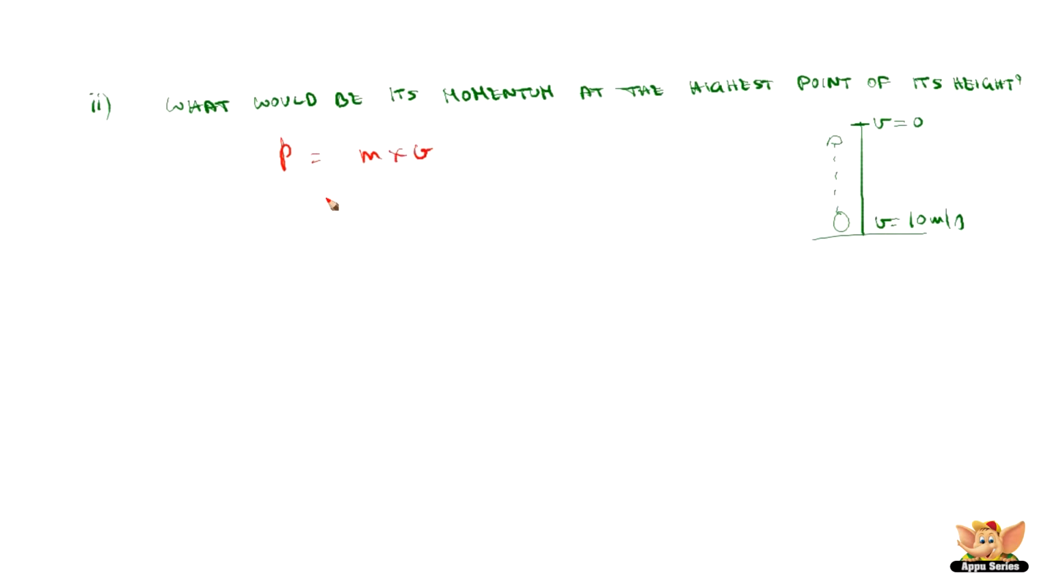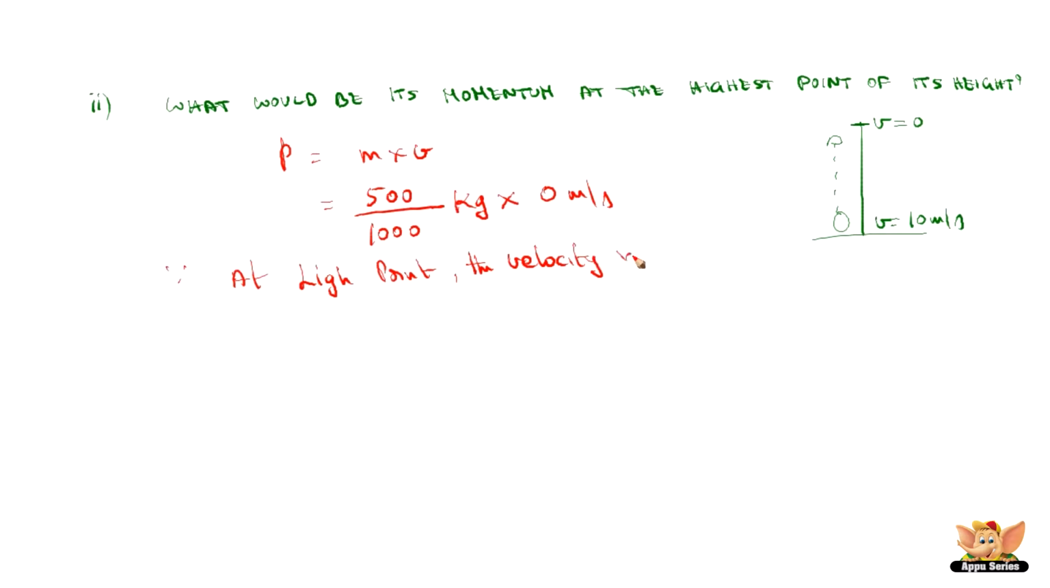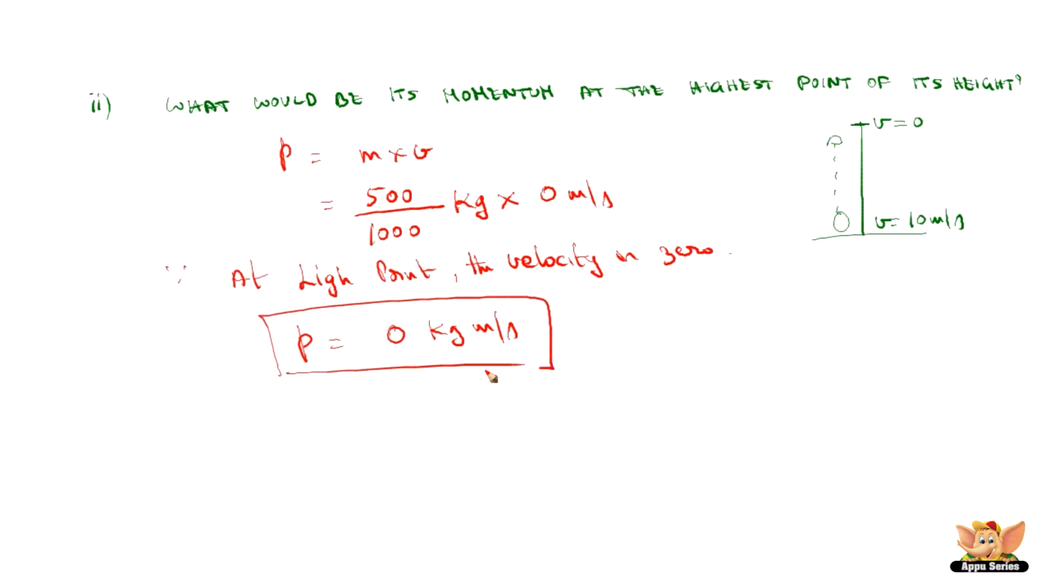m into V, and mass is the same, 500 grams, which is nothing but 500 by 1000 kg, into V is 0 meter per second. Since at the highest point the velocity is 0, and that is the reason it starts falling down. Hence P is equal to 0 kg meter per second.